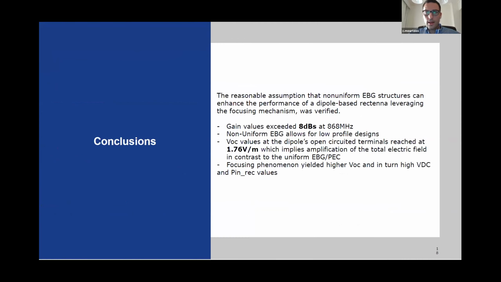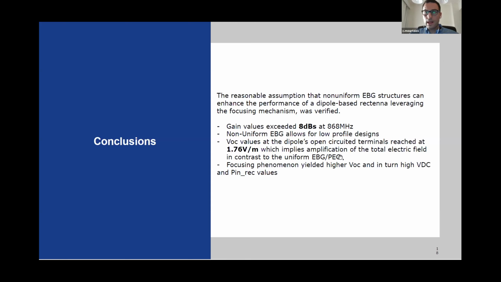Concluding, the reasonable assumption that non-uniform EBG structures can enhance the performance of a dipole-based rectenna, leveraging the focusing phenomenon, was verified. Gain values exceeded 8 dBs at the center frequency of 868 megahertz. The non-uniform EBG allows low-profile designs, given that the dipole was placed only 13 millimeters above the surface.